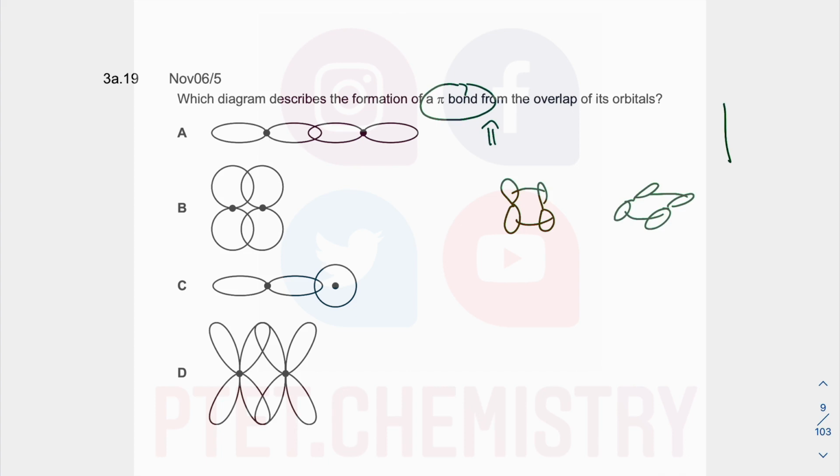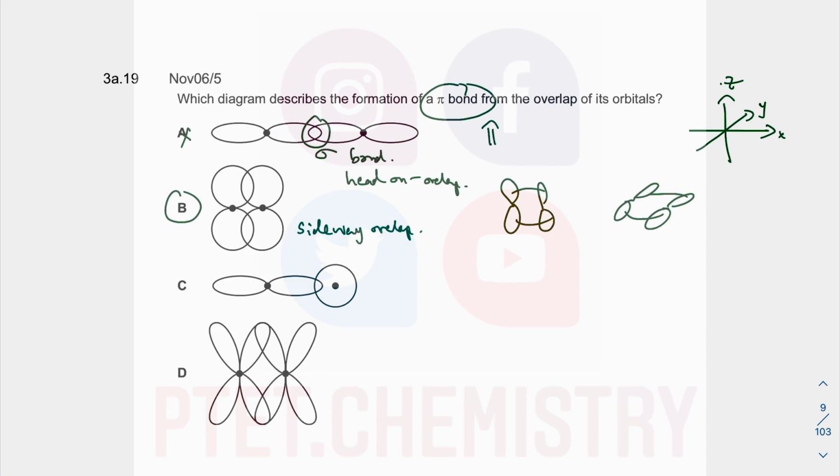So if I talk about the 3 different orientations, X, Y, and Z, you can get a sideways overlap like that or like that. So this is a sigma bond because this is a head-on overlap. Okay, this is a correct one because this is a sideways overlap.